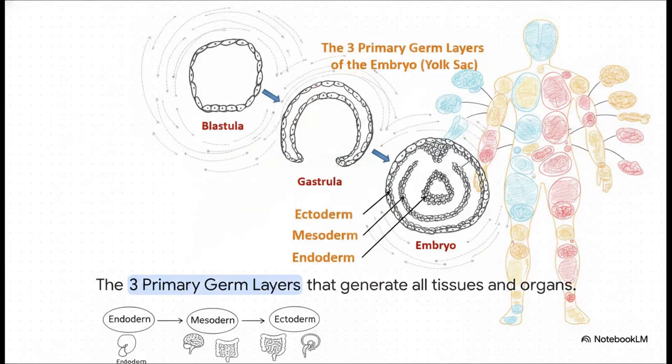Now, what's really fascinating is what happens in the embryo itself. It develops 3 primary cell layers, which we call germ layers. Humans are what biologists call triploblastic, meaning we're derived from 3 layers. You've got the endoderm on the inside, the mesoderm in the middle, and the ectoderm on the outside. You can think of these 3 layers as the ultimate stem cells of the human body. They're solely responsible for generating absolutely every single tissue and organ you possess.